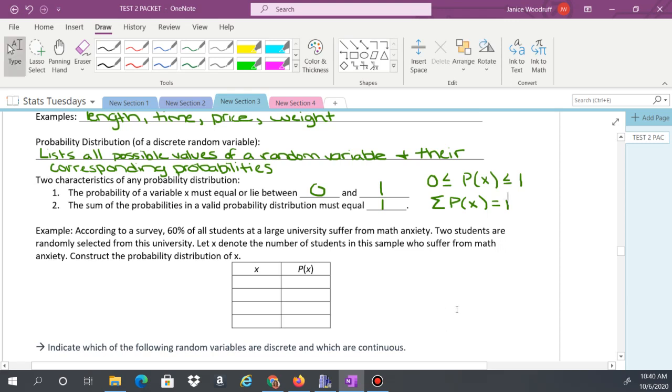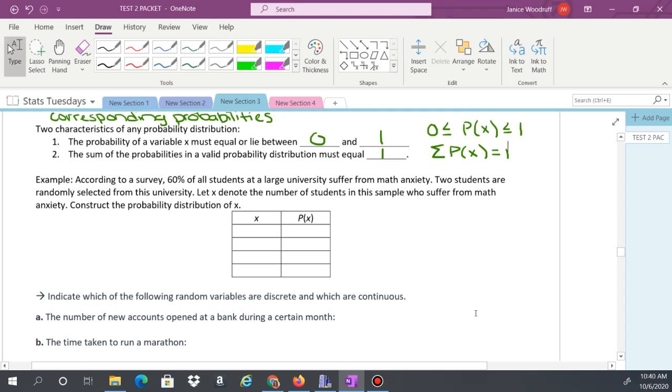So here's an example. According to a survey, 60% of all students at a large university suffer from math anxiety. So you're going to be given the probabilities already in chapter 5. So you will not have to find them. They'll be given to you. You just convert them to a decimal. 2 students are randomly selected from this university. Let X denote the number of students in the sample who suffer from math anxiety. Construct a probability distribution of X.